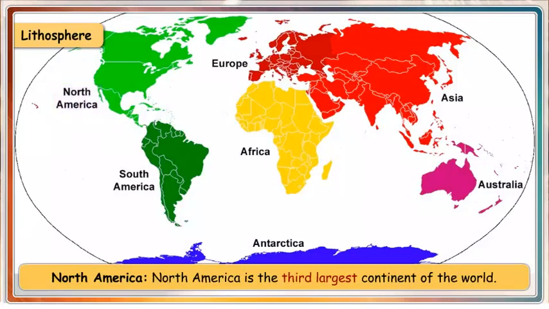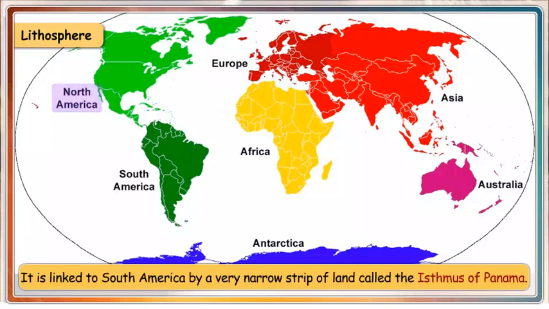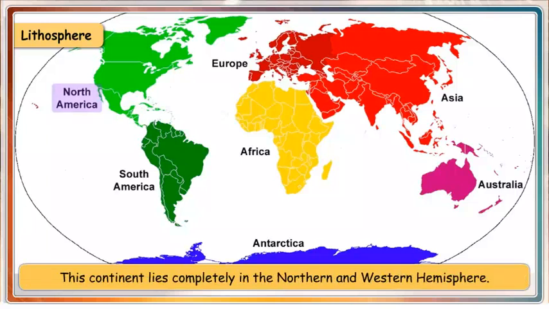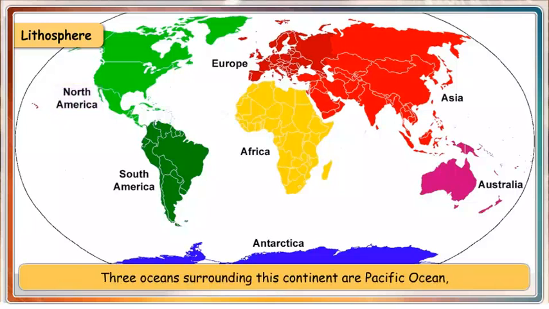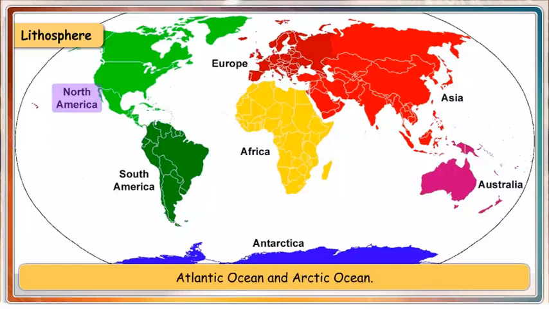North America. North America is the 3rd largest continent of the world. It is linked to South America by a very narrow strip of land called the Isthmus of Panama. This continent lies completely in the northern and western hemispheres. Three oceans surrounding this continent are the Pacific Ocean, Atlantic Ocean, and Arctic Ocean.